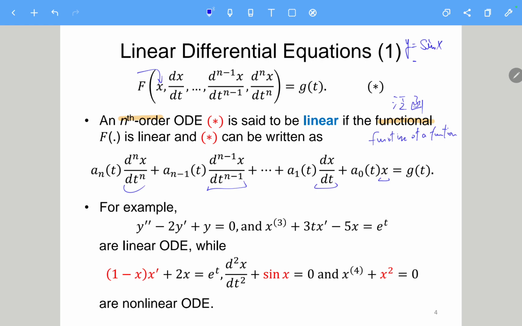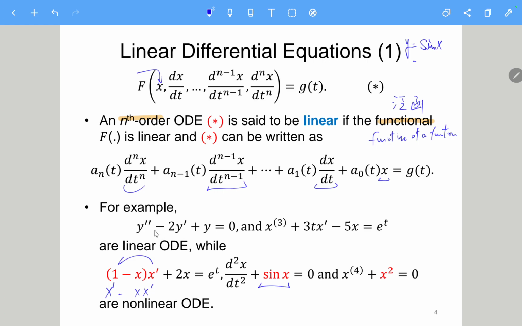Okay, so for a counterexample, this is an unknown function. If we take sine of the unknown function, this is not linear. Or if we have x as the unknown function and we take the square, it is not linear. If we have x and then x prime, and we distribute the x prime, we get x prime minus x times x prime. X prime is still linear, but this term is not linear. So overall, this is not a linear ODE.